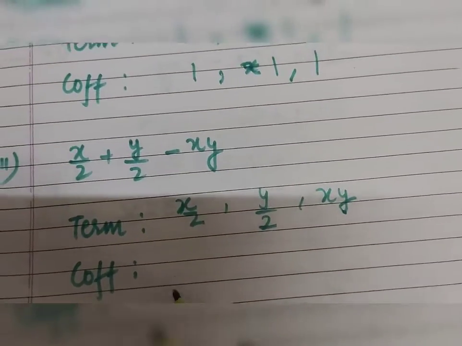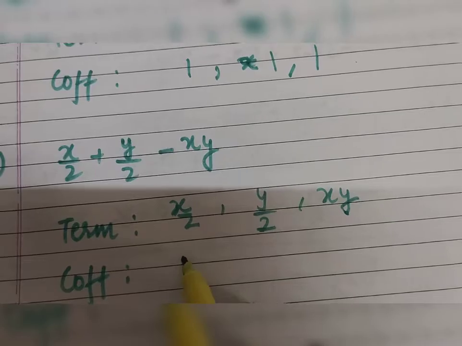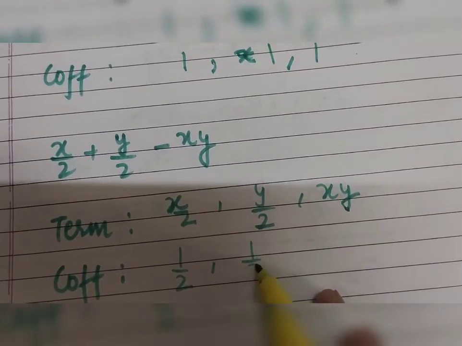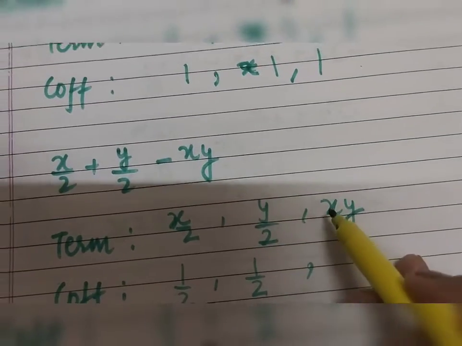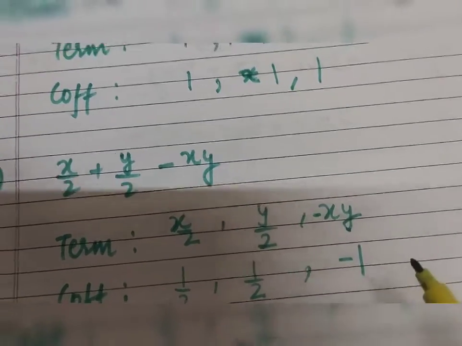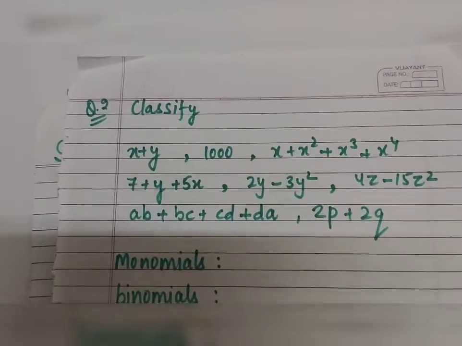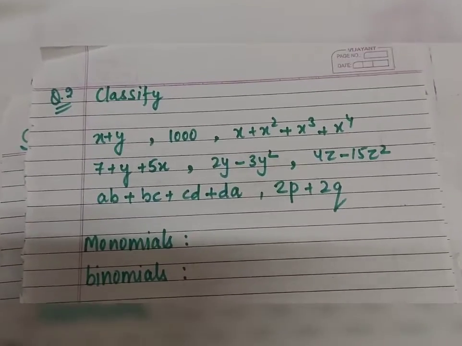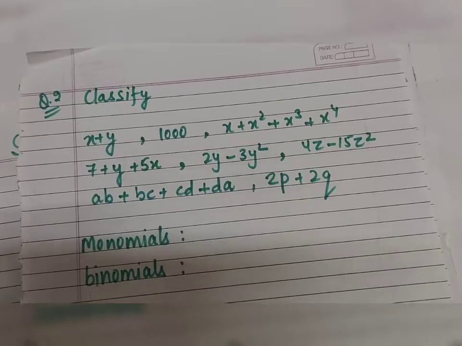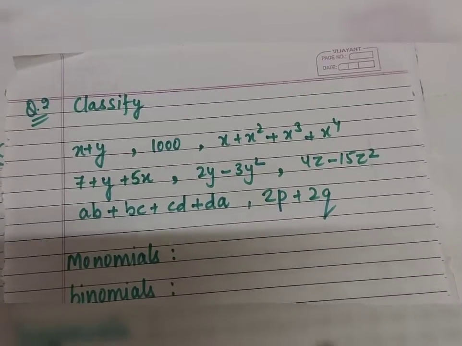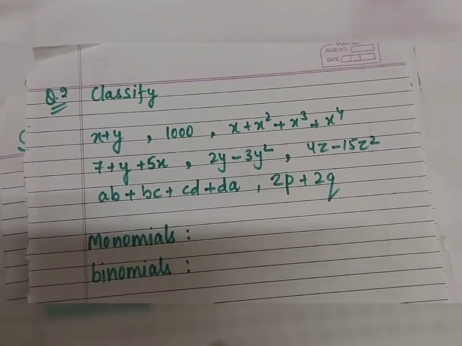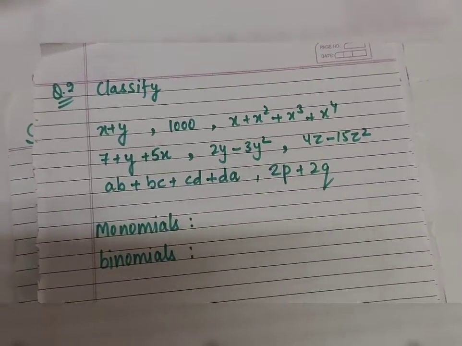Okay, so the coefficient of x upon 2 is 1 upon 2, the coefficient of y upon 2 is 1 upon 2, and the coefficient of it is minus 1. Okay, second question of the same exercise: classify x plus y, 1000, and the second expression x plus x square plus x cube plus x to the power 4. We have to classify in monomial, binomial, trinomial and polynomial.